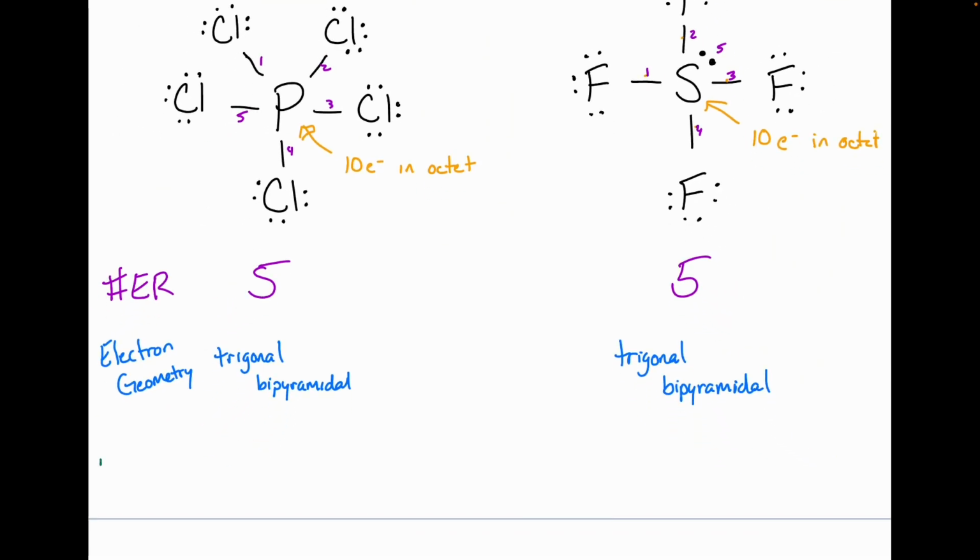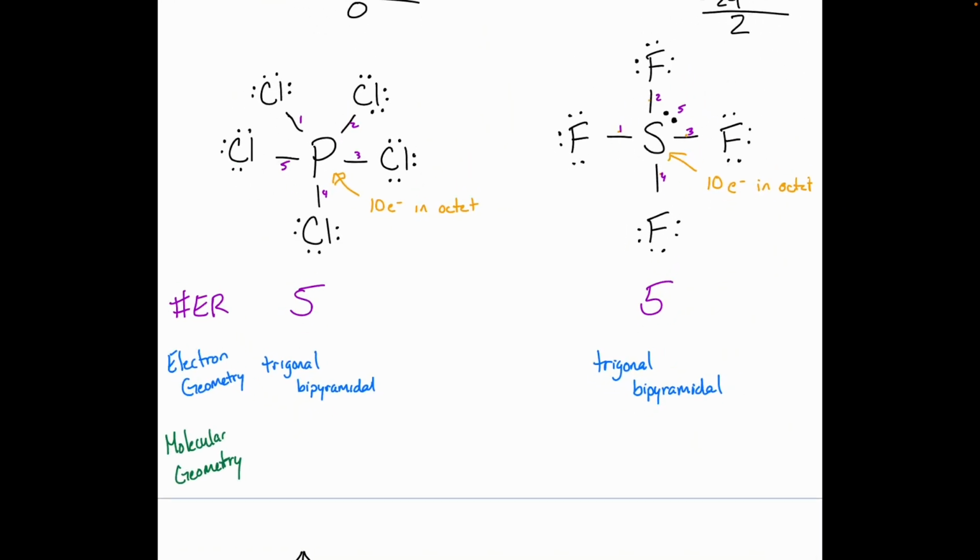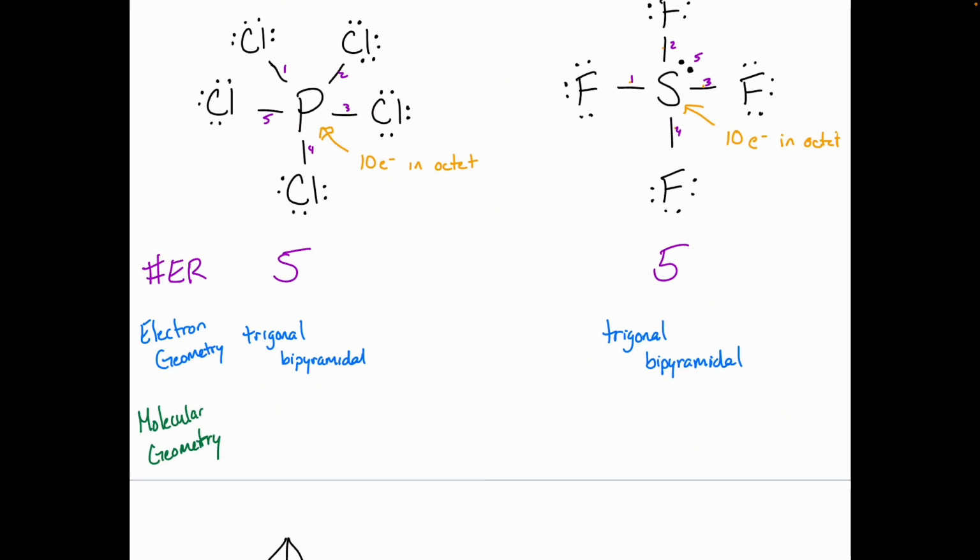All right. What about the molecular geometry? Okay, which one of these can we fill in the molecular geometry for? Yeah, the PCl5. This is also going to be trigonal bipyramidal.